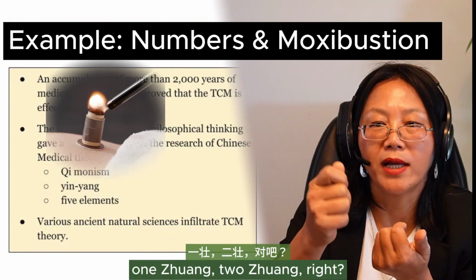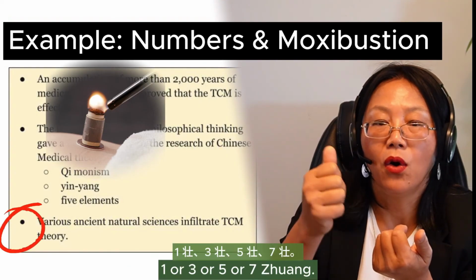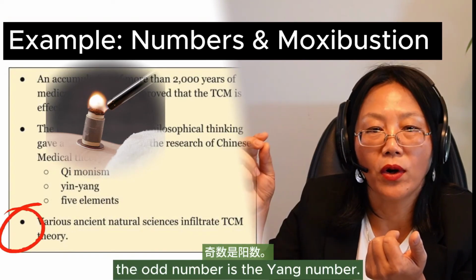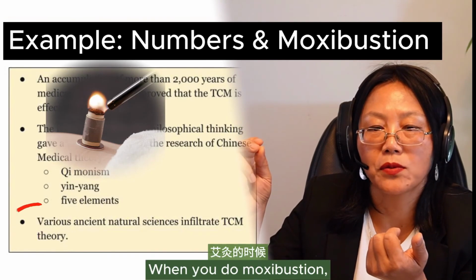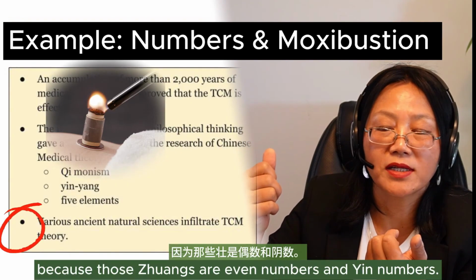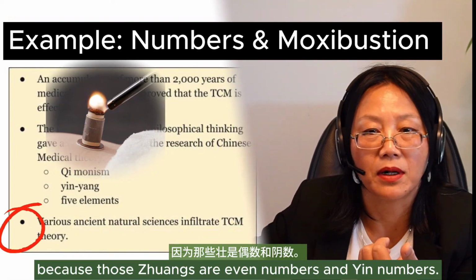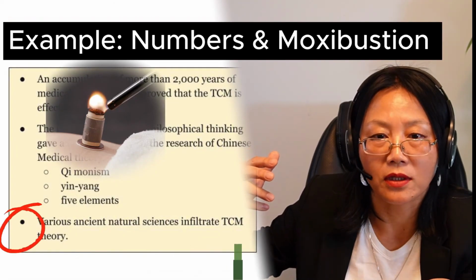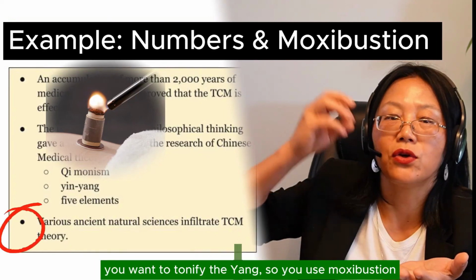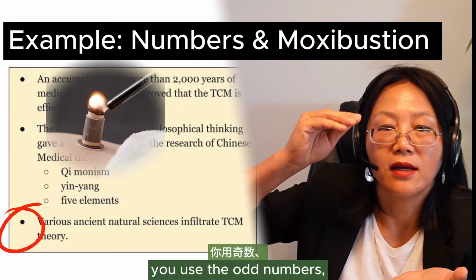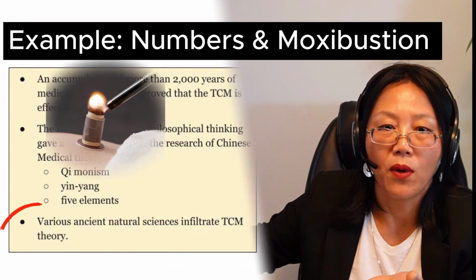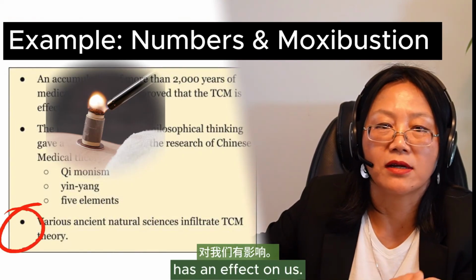Moxa, we call it zhuang, 1 zhuang, 2 zhuang. You can do 1 or 3 or 5 or 7. You use the odd number, because the odd number is the yang number. You do Moxibustion, you don't do 4 zhuang, or you don't do 6 zhuang, because those are even numbers, yin numbers. Because people are feeling cold, it means the yang is not sufficient. You want to tonify the yang, so you use Moxibustion. You use the odd number, the yang number. That's just a simple example of why numbers have an effect on us.